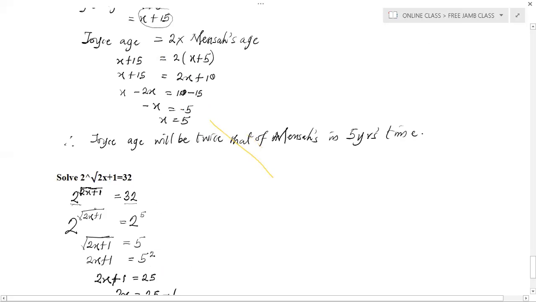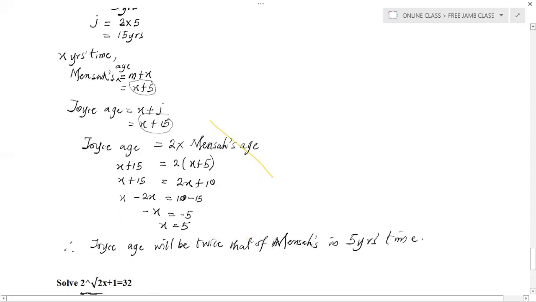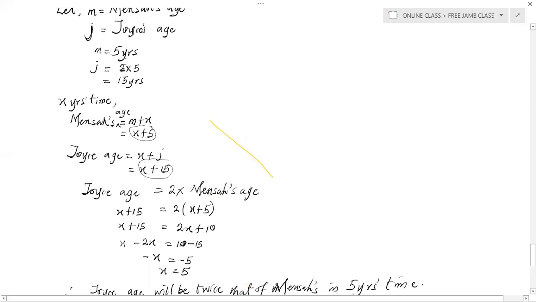So for that reason, J is 3 times 5, this is 15 years. In X years' time, that is the year we are looking for, Mensa's age will be X plus 5 and Joy's age will be X plus 15. When it is X years' time, Joy's age will be 2 times that of Mensa.